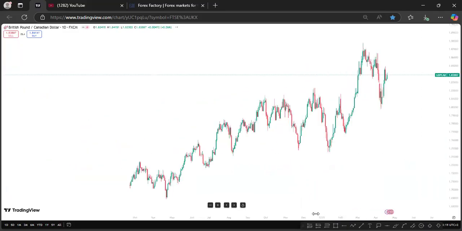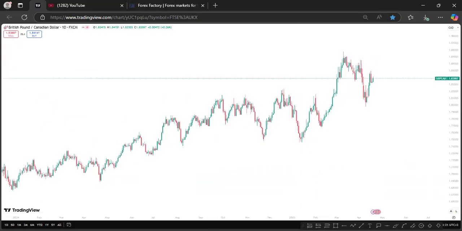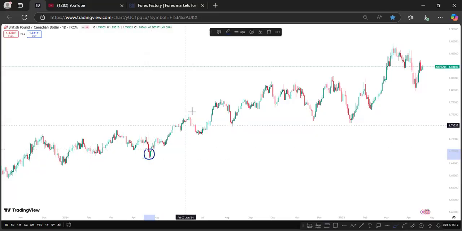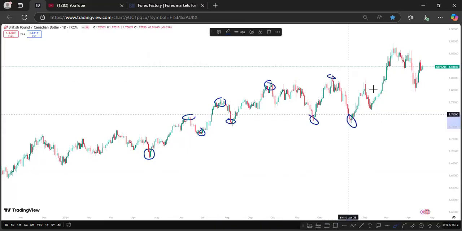Now, on the daily time frame on the GBP card, what can we see? We can clearly see that price is in an uptrend. Why do I say so? We can clearly see a series of higher low, higher high, higher low, higher high. And this uptrend has been in place for a very long time. You can see higher high, higher low, higher high, higher low, and a higher high as well.